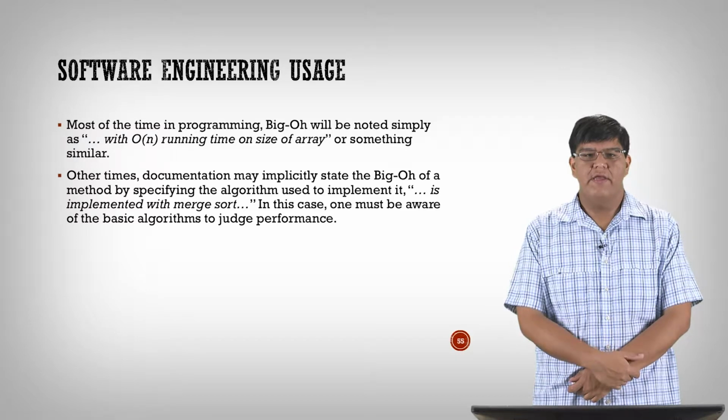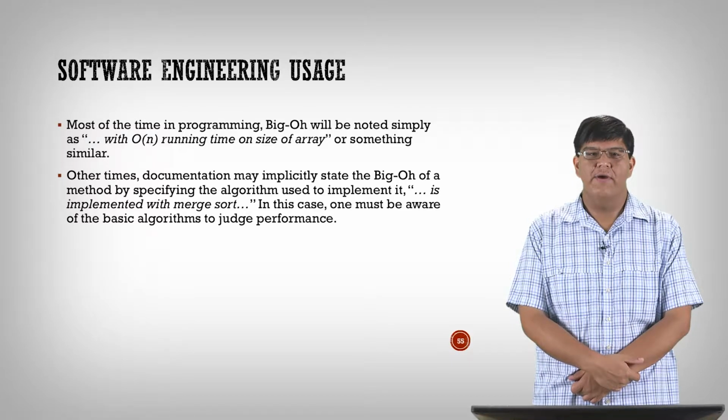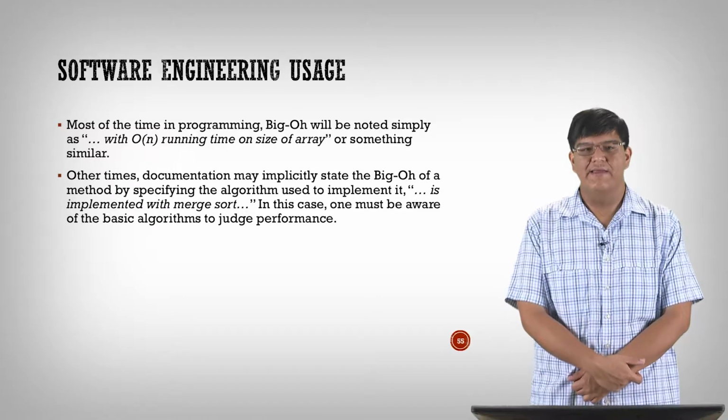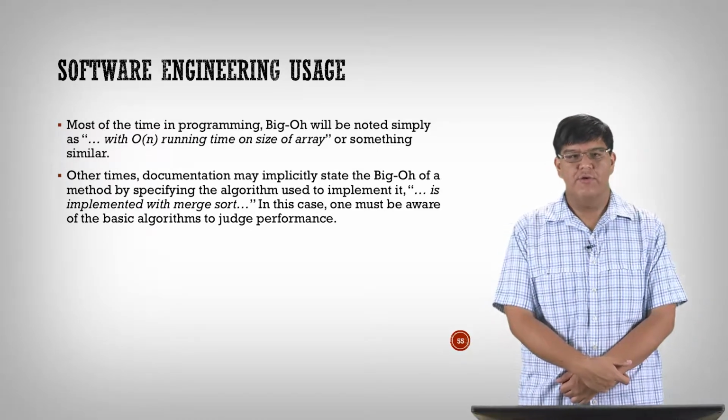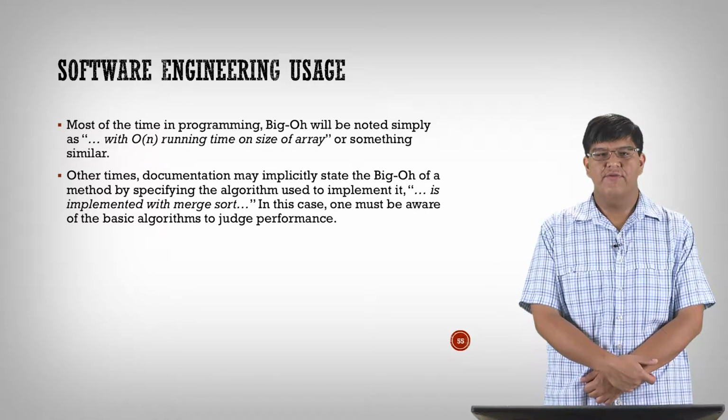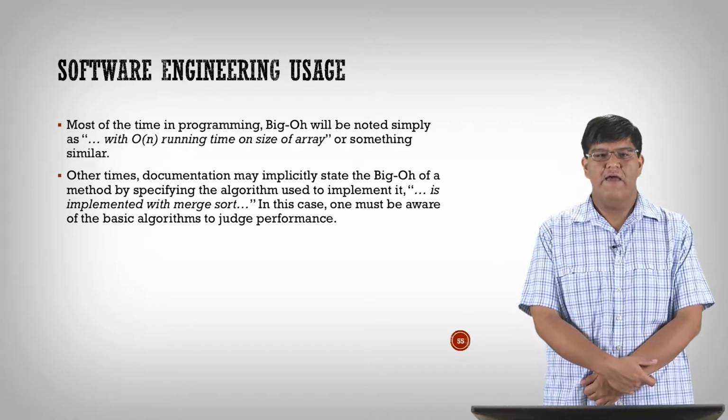In this video, I want to take a minute to talk about how you see big O in the real world. So typically, or ideally, big O shows up in documentation. So you have a library, and you're trying to see how much time a function takes to run. In the documentation, it'll have big O somewhere.